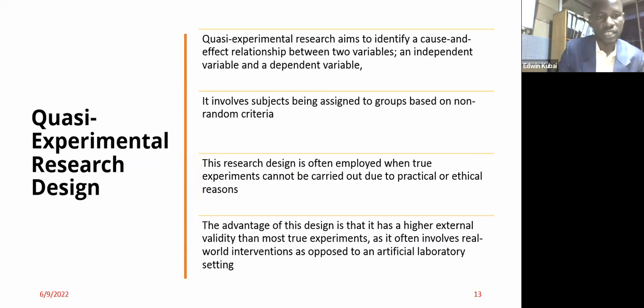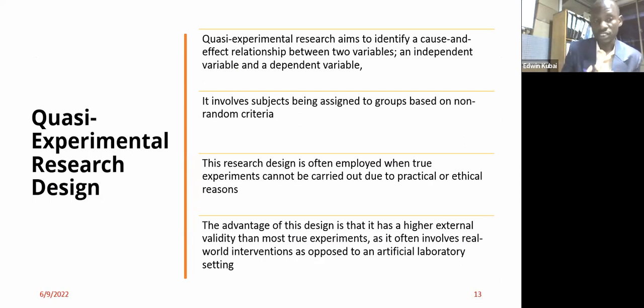Then we have the quasi-experimental research. Quasi-experimental research aims to identify a cause and effect relationship between two variables. It means if you have an independent variable and a dependent variable, then you can carry out what you call a quasi-experimental research design.